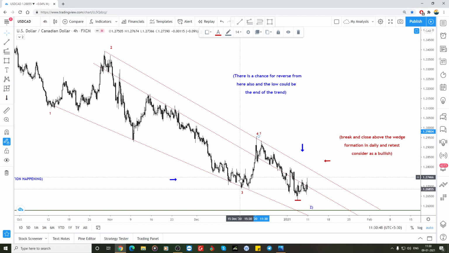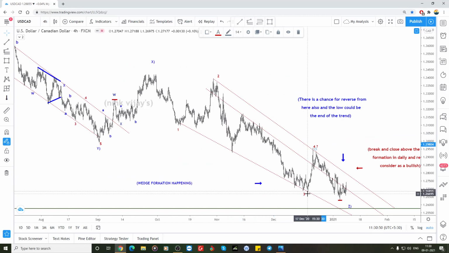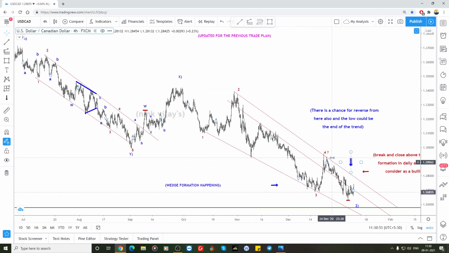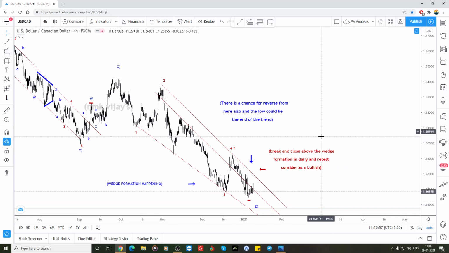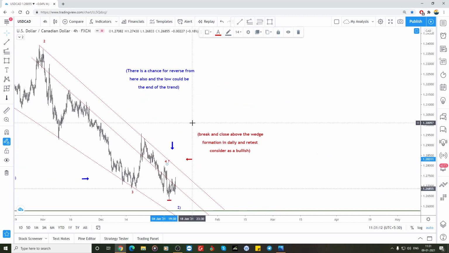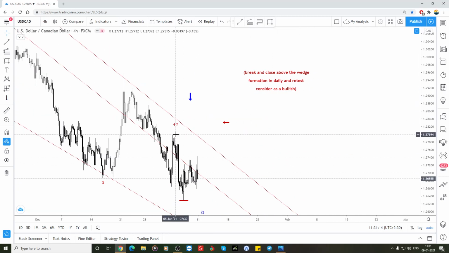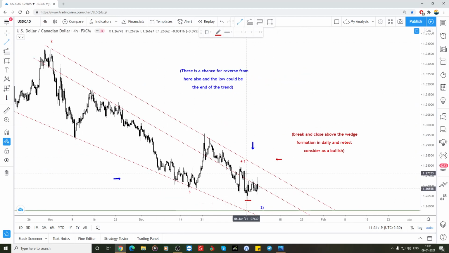Or else what will be the next option? If the third wave got extended, it can reach up to, and I already posted that, it can reach up to 1.2480 also. So in that case, what will be the next? If B and C is ended in the diagonal pattern, ABC is a 4, so this will be the fourth. This is the A, so we are in the B wave, and a C wave has to happen one more side to the downside.